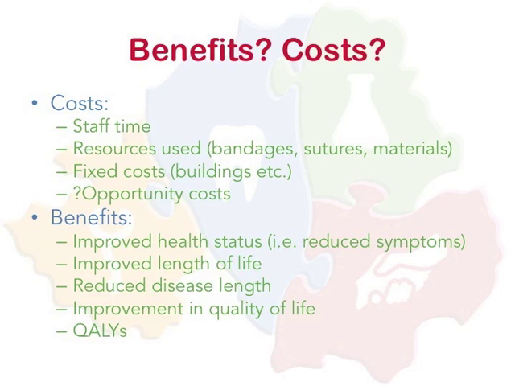And at the end of this talk, I've put a good health economics textbook recommendation for those of you who are interested in health economics, opportunity costs and things. So the benefits. We've discussed the costs, but what are the benefits that you can measure? The benefits could be an improved health status, i.e. reduced symptoms, an improved length of life, reduced length of disease, improved quality of life, or quality adjusted life years, which I'll move on to now.